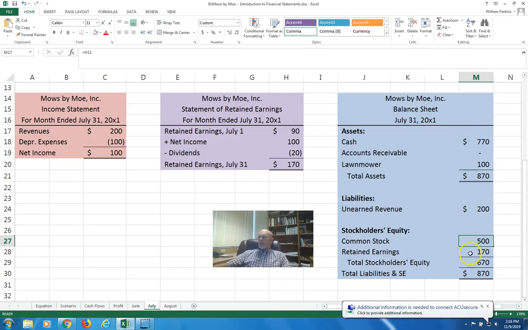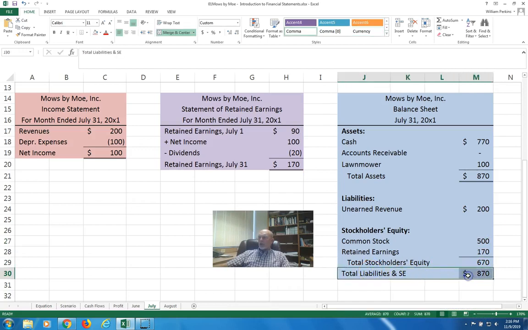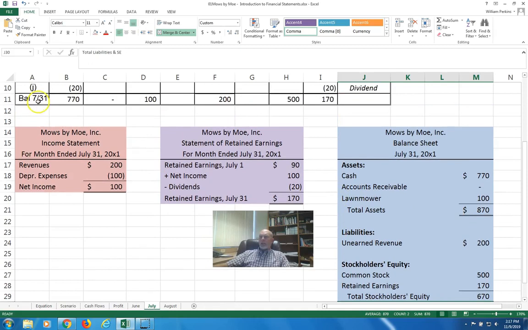The retained earnings is now 170. So the total stockholders' equity is 670. And add in the liabilities, and you see that our total liabilities and stockholders' equity is equal to our total assets. So again, the balance sheet is the status of the accounting equation at the end of the month.